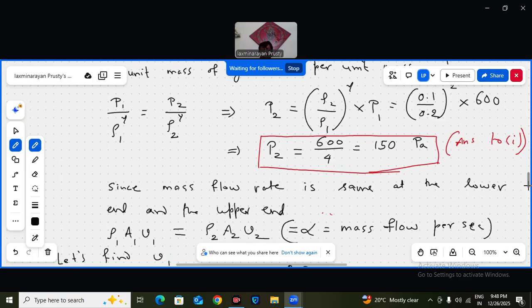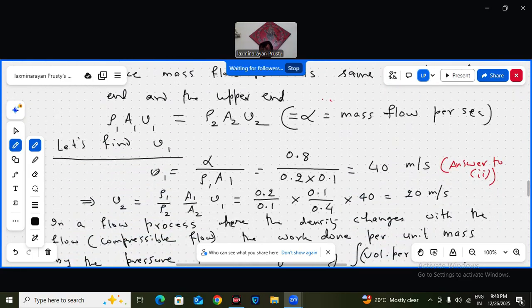Okay, so V1 is how much then? Alpha by rho 1 A1. So 0.8 kg per second by 0.2, which is rho 1, and A1 is 0.1, given in the question, both of them. So 40 meter per second. This is the answer to question number 2.